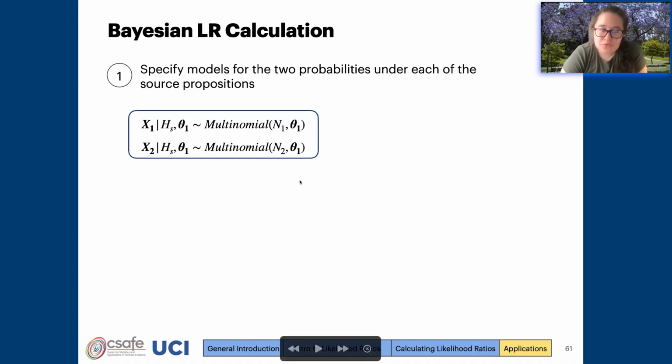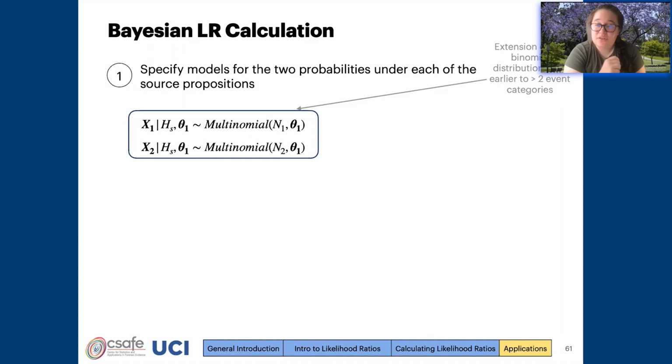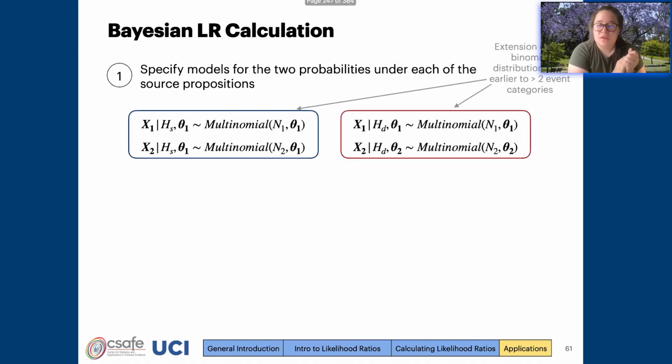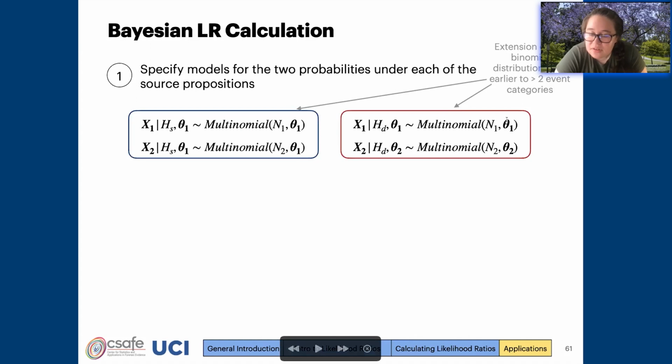And notice that we're in the same source proposition case. And so we have the same theta1 appearing in both of these lines here. And just note that this is a very straightforward extension of that binomial distribution that we talked a lot about earlier. It's just now we call it a multinomial, and it expands to more than 2 event categories. And we have something very similar under the different source proposition, where we have these 2 multinomial likelihoods, except now, notice that we have different parameters. We have theta1 for the known source events, and we have theta2 for the unknown source events. So this is very similar to the coin example, where we have these 2 different probabilities governing these counts.